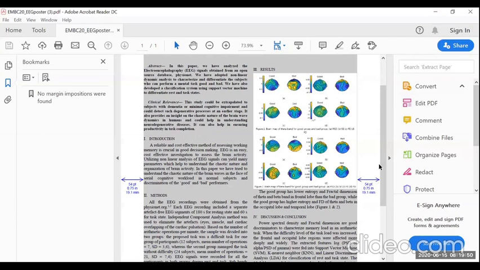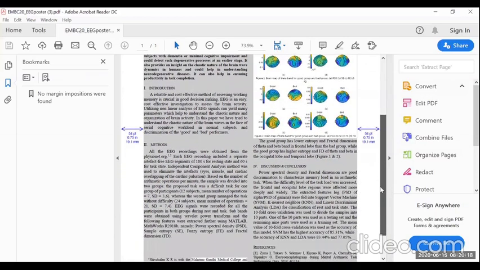Introduction. A reliable and cost-effective method of assessing working memory is crucial in decision making. EEG is an easier tool to assess brain activity, and utilizing nonlinear analysis of the same can yield many parameters which help us to understand the chaotic nature and organization of the brain activity. In this paper, we have tried to understand the same chaotic nature of brain waves in the face of serial cognitive overload in normal subjects and the discrimination of good and bad performance.